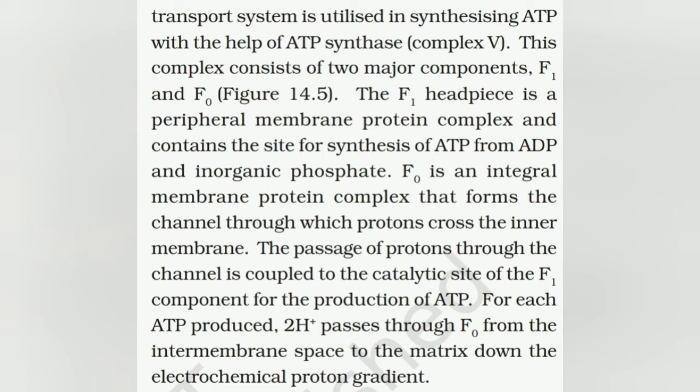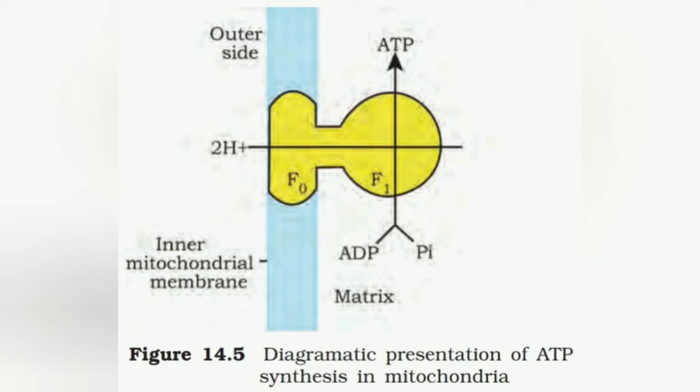For each ATP produced, two protons are passed through F0 from the intermembrane space to the matrix, down the electrochemical proton gradient. Let us have a look at complex 5, which is made up of F0 and F1. F0 is embedded in the membrane while F1 protrudes out towards the matrix. Whenever protons cross through the F0 F1 particle, the ATP synthase gets activated and results in the synthesis of ATP by phosphorylation of ADP.